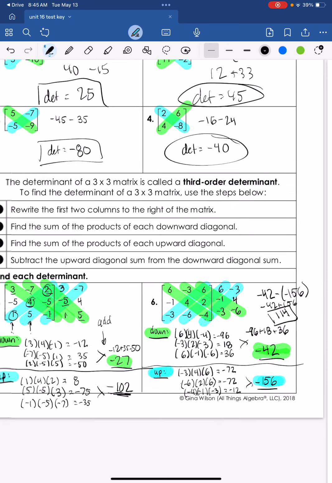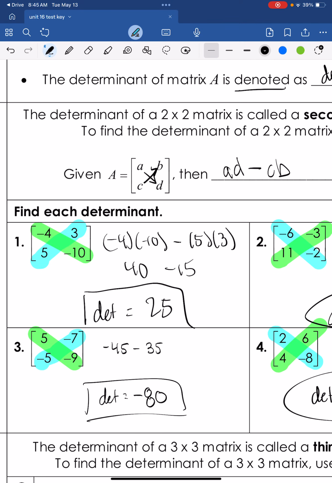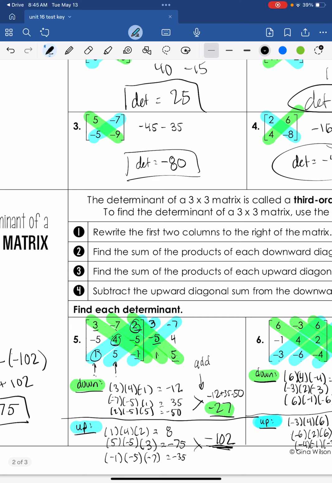All right, so what we got to remember here for the 2x2s, pretty simple, right? You're just going to go the downward diagonal minus your upward diagonal. Don't forget that subtraction. And then when we get down to the 3x3s, you need to rewrite the first two columns off to the right side here. And then you're going to go downward 3 rows, multiply those and add them together, and then do the same thing going up in the other direction.